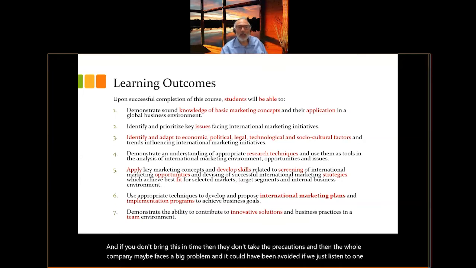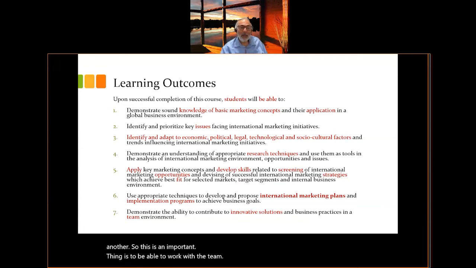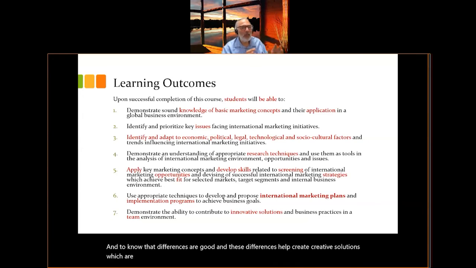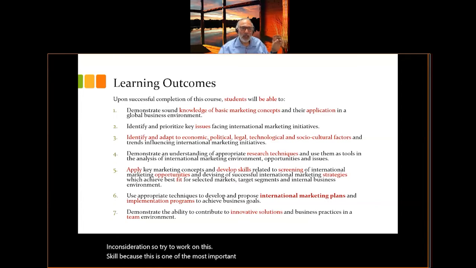So this is an important thing, to be able to work with a team, to accept different points of view, to also be able to express your own point of view, and to know that differences are good, and these differences actually help create creative solutions which are more holistic, solutions which take different points of view in consideration. So try to work on this skill because this is one of the most important skills which employers look for. They want to know if you can perform well in a team. So try to utilize this course to do that.